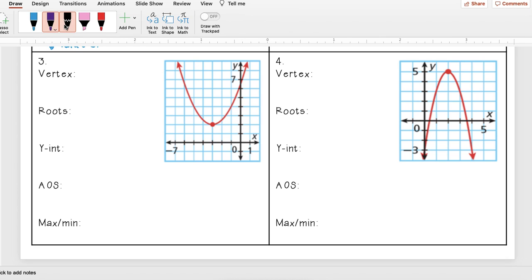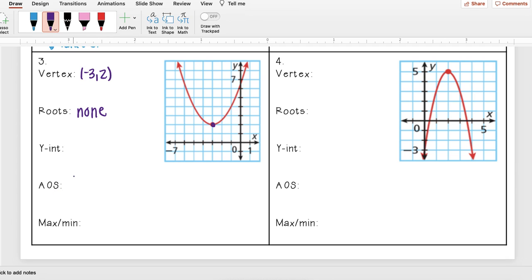Okay, let's try this one. So this one, my vertex is at my lowest point. So I see it's right here, which is at -3, 2. Roots is where it crosses the x-axis. This one ends up being a little bit different. It's opening up and it never actually crosses the x-axis. So that means that this one does not have any roots.